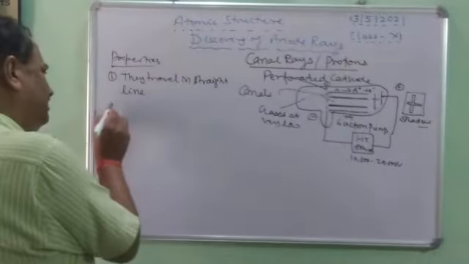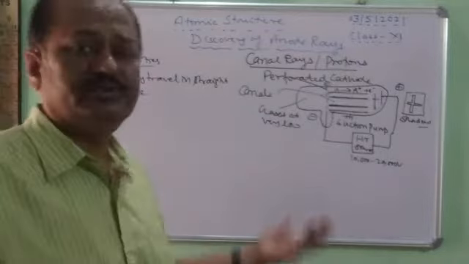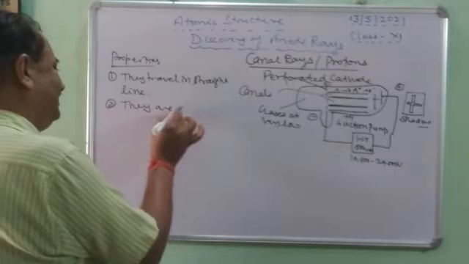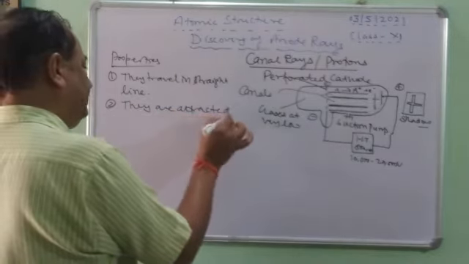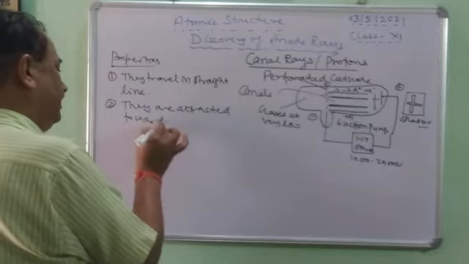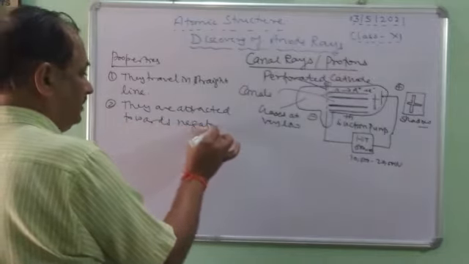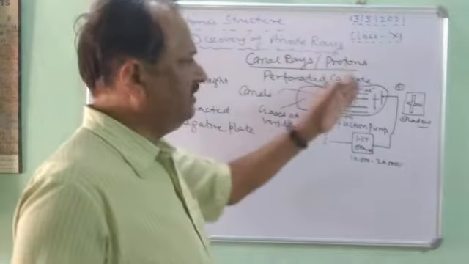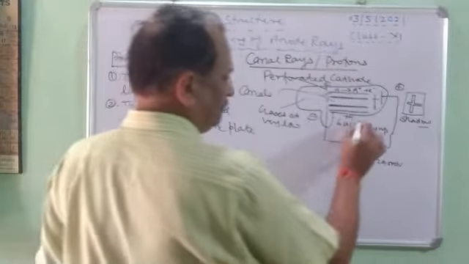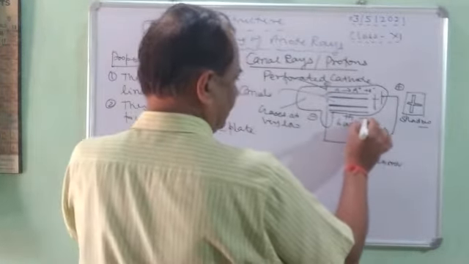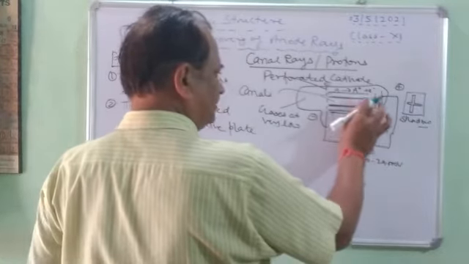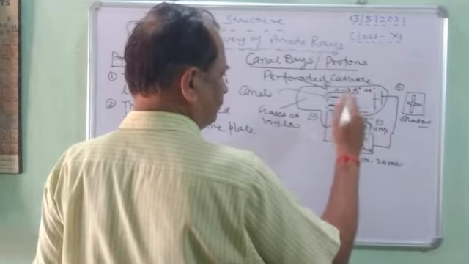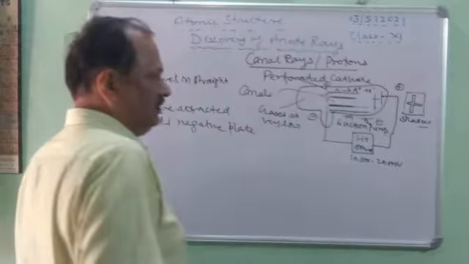Now second point, they are positively charged, so they will be attracted towards the negative plate. When we keep a negative plate on any side, upside or downside, what happens? Children, there will be bending of the rays. So the rays will bend towards the negative plate.